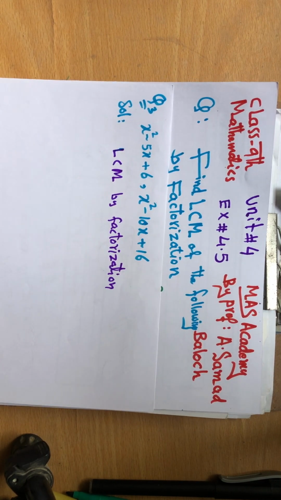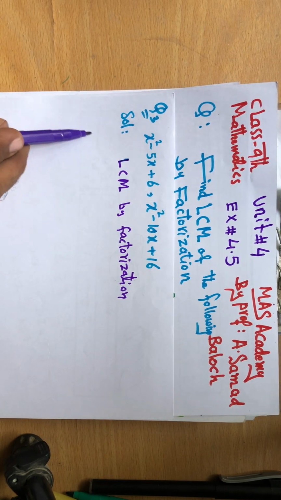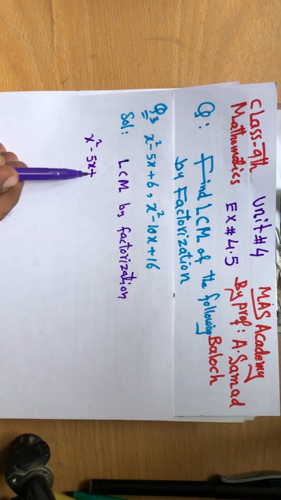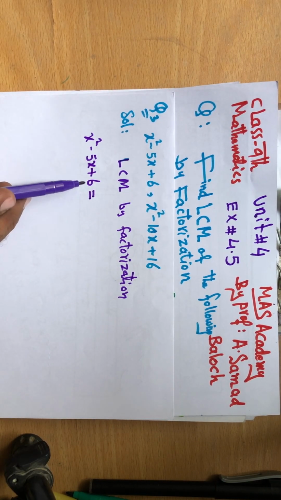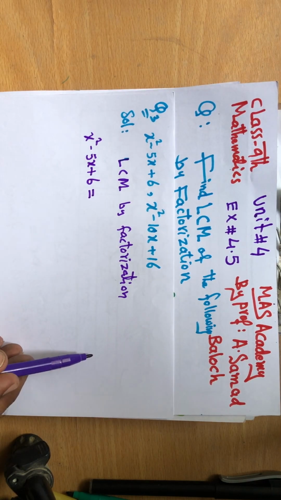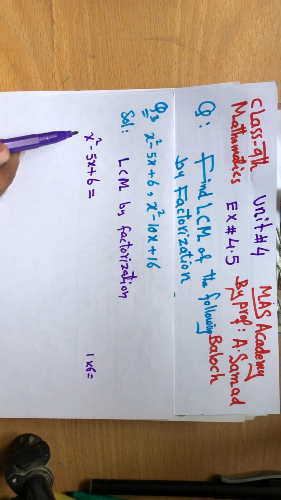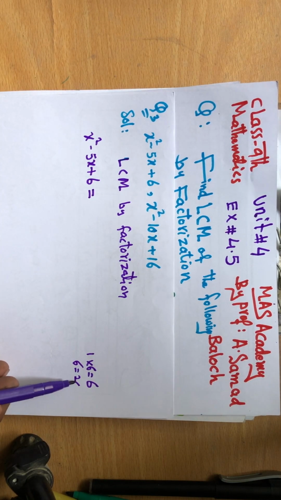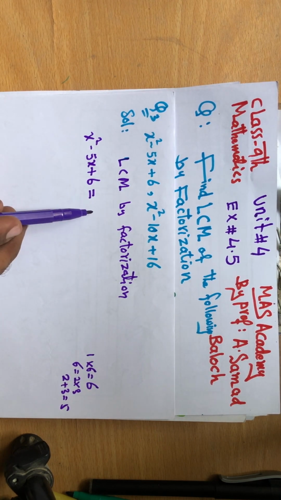First, we will take the first term. Because it is a trinomial expression, a quadratic expression, we are going to break down the middle term, that is minus 5x. 1 multiplied by 6: how does 1 come? The coefficient of x square is 1, multiplied by 6. What can be the factors of 6? Multiplying them, 6 comes, and adding, 5 comes, that is 2 and 3.